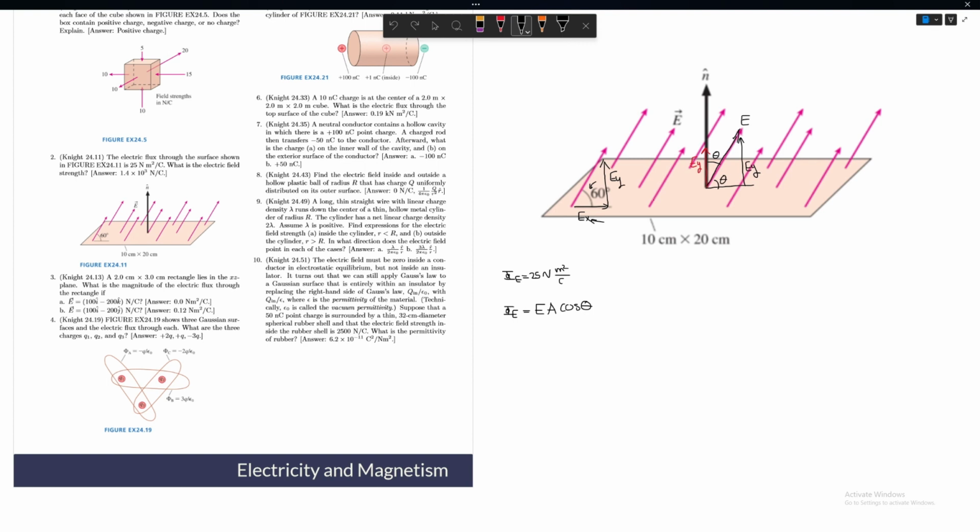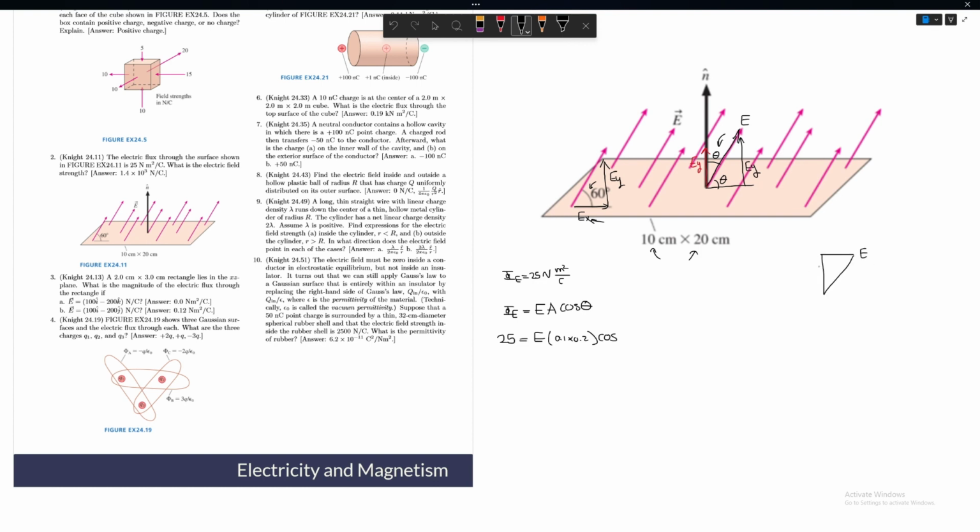And so, let's plug things in here. We have 25 equals E times my A. We've got our area, which is 0.1 times 0.2. Now I converted these to meters because your flux is in meters squared, so you can't keep these in centimeters. And my cosine, like I said, if we use cosine, we're using this angle because of E_y. So if I look at this triangle, this is what it actually looks like.